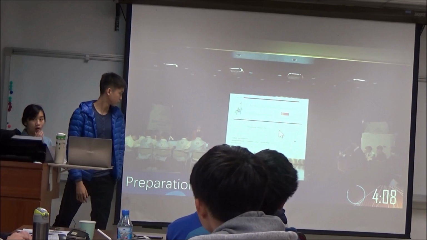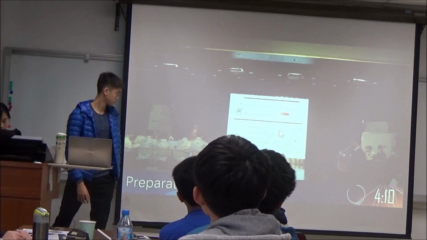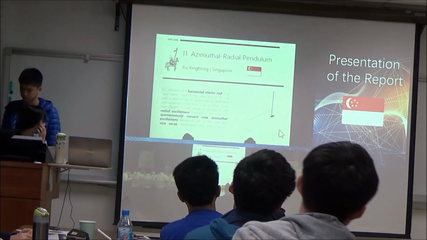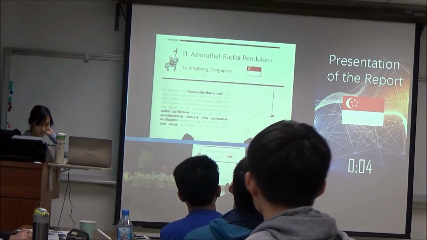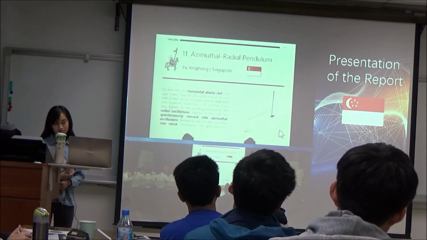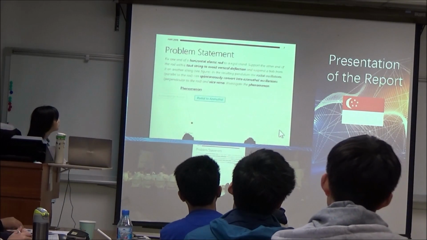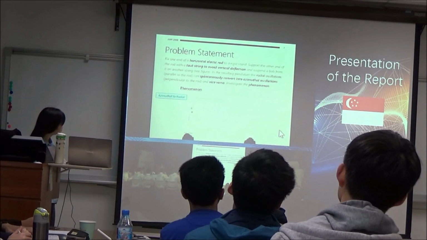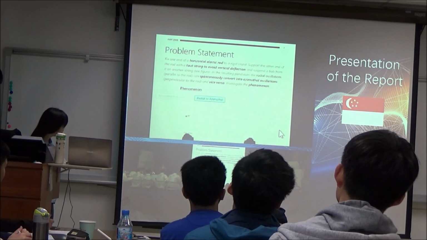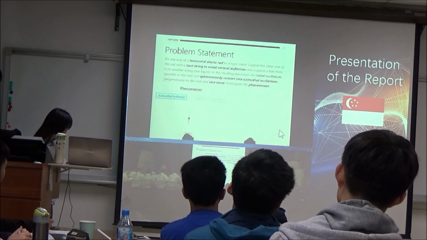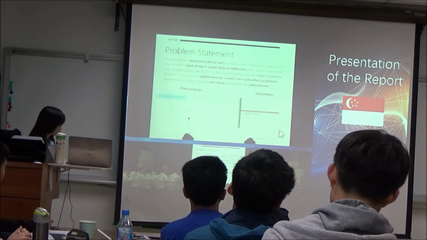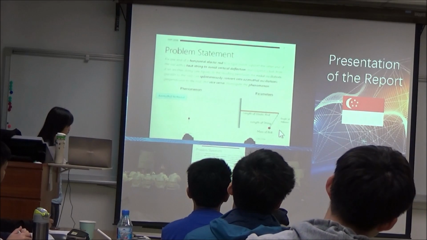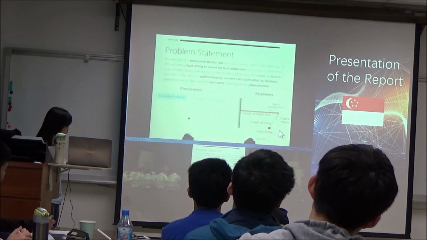Ready? May I begin? Sure, please start. Good afternoon, judges. I'm Fu Xinghong from Team Singapore, and today I'll be presenting on problem number 11, azimuthal radial pendulum. The problem statement asks us to investigate the spontaneous conversion between radial and azimuthal oscillations in the following system, where the motion of the pendulum bob is governed by the length of the elastic beam, the length of the string, the mass of the pendulum bob, the angle of release, and the angle of the supporting string.